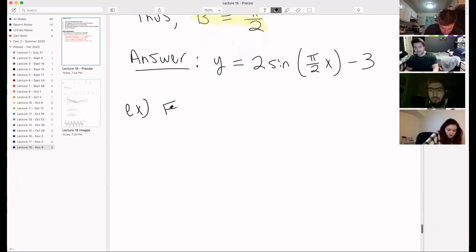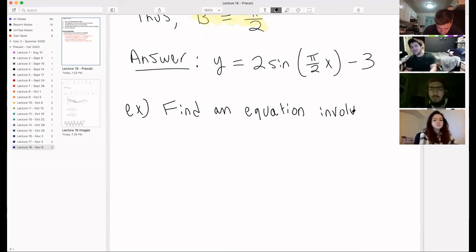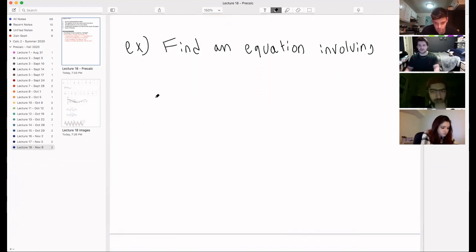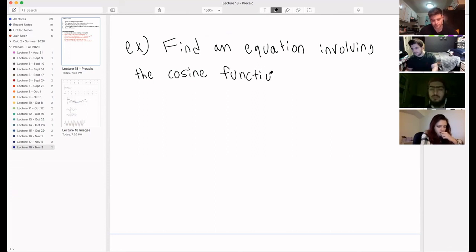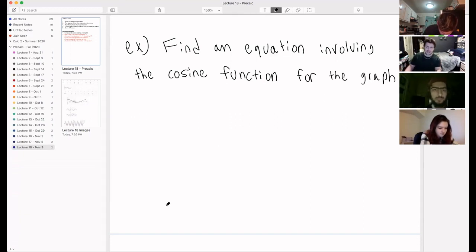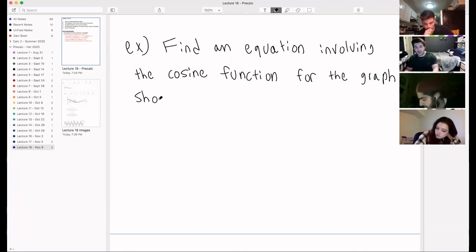So find an equation involving the cosine function. I'm going to tell you which function you're going to want to transform, so there's little to no guesswork here. Find an equation involving the cosine function for the graph shown below. Just remember, this stuff will not be on the exam Thursday, by the way. This is not on the exam.